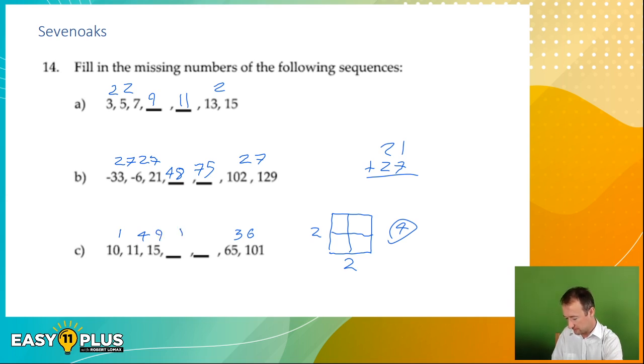4 times 4? 16. 5 times 5? 25. And as we've seen, 6 times 6 is 36. Now, these aren't the answers, these are just the way that we get to the answers.